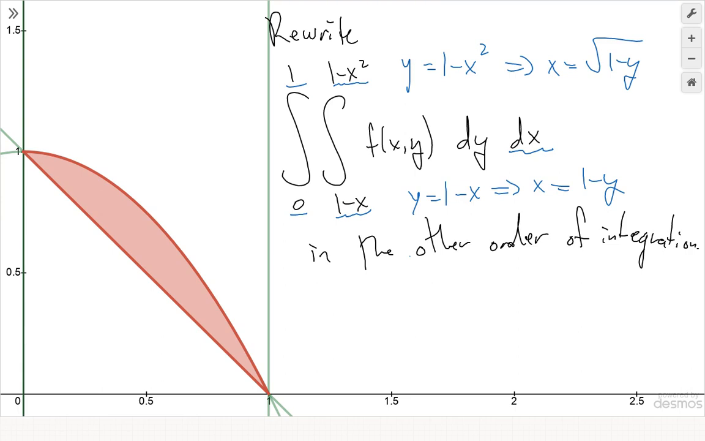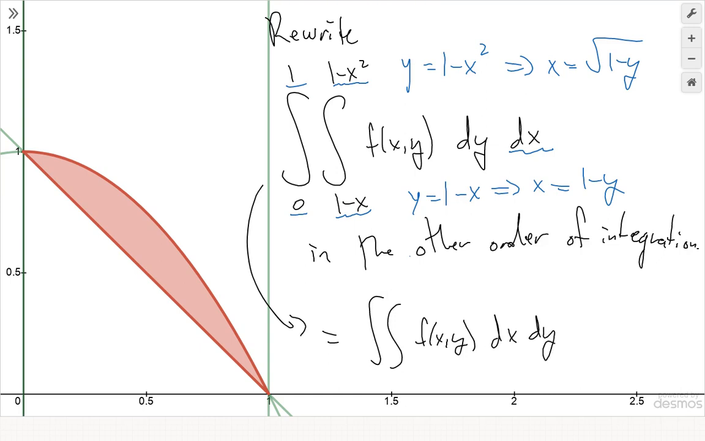Okay, so this will be the integral. So if we do dx dy, now that's traversing this along the y-axis. So y goes from 0 to 1, and then we said 1 minus y will be the lower x-coordinate, and root 1 minus y will be the upper x-coordinate.